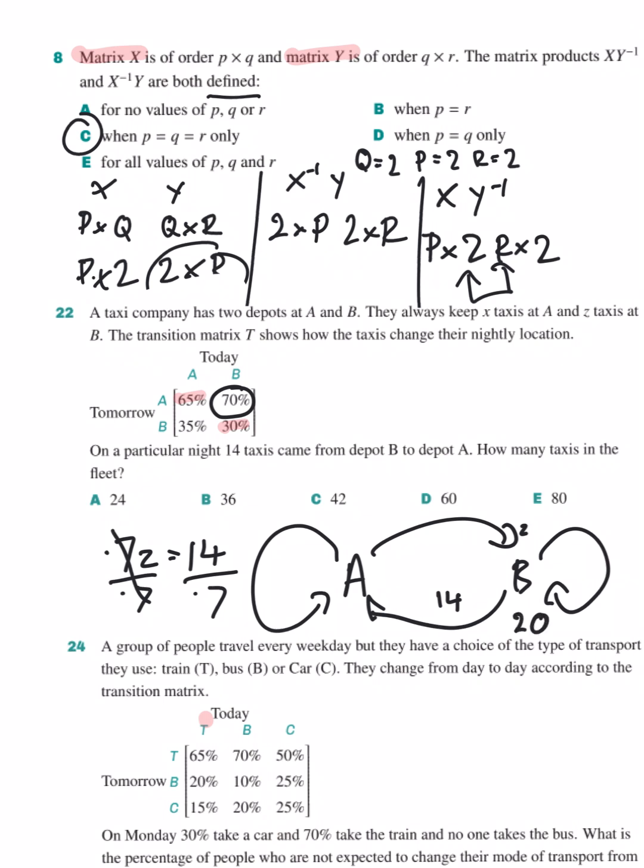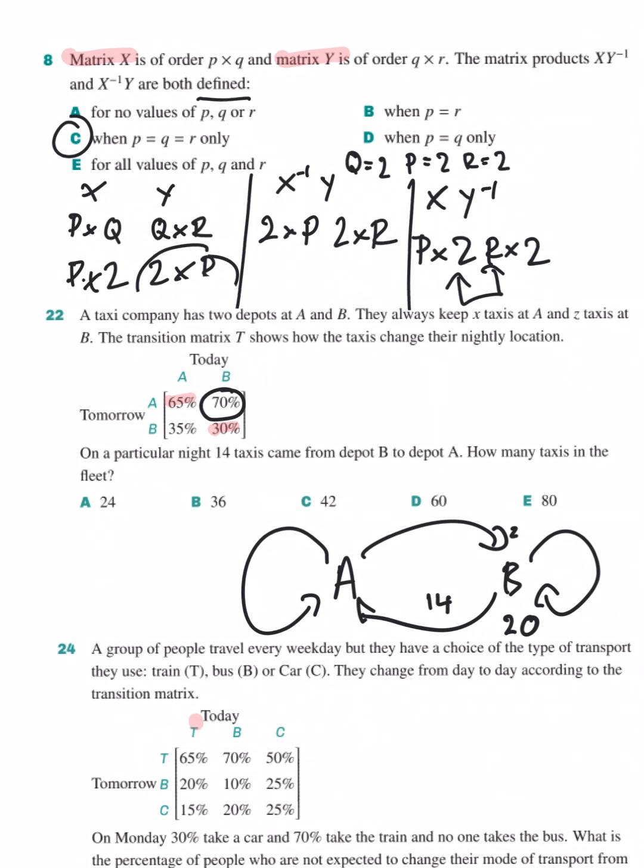Okay, I'm just going to rub that out because we need to find the total amount of taxis in the fleet. This is where this one question, once you just know this part, it makes it easy. It says in the question that they always keep X amount of taxis at A and Z amount of taxis at B. So essentially, if 14 taxis are leaving B each night, that means that A has to be giving 14 as well, because it keeps X amount of taxis at A and Z amount of taxis at B.